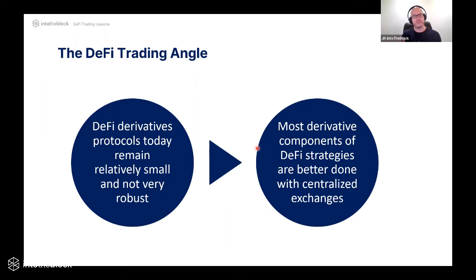We have been researching this space for a while. If you go to the Medium blog, you can find some posts from our research team that go very deep into the DeFi derivative space.